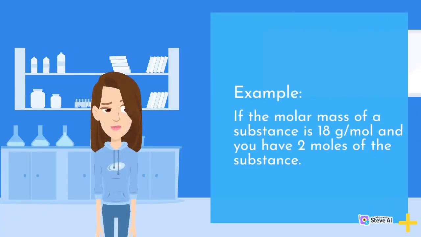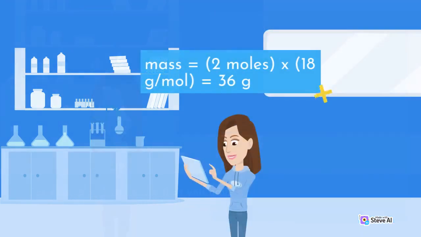Example: if the molar mass of a substance is 18 grams per mole, and you have 2 moles of the substance, mass equals 2 moles × 18 grams per mole, equals 36 grams.